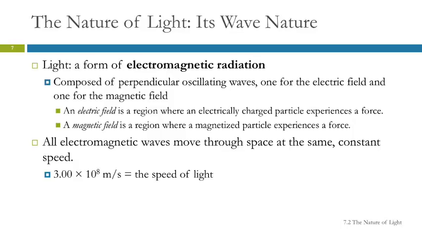All electromagnetic waves move through space at the same speed. It's a constant speed, it's always the same, and because it's the speed that light travels at, we call it the speed of light. Okay, so the speed of light is 3 times 10 to the 8th meters per second, which is really, really, really fast, right?